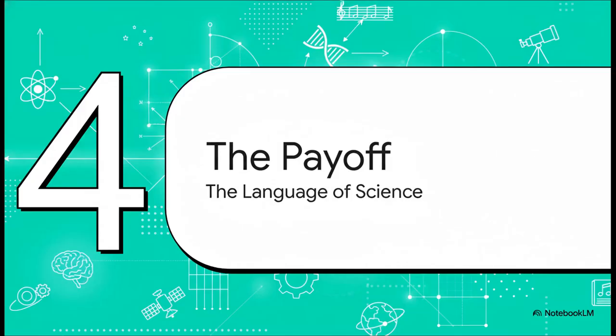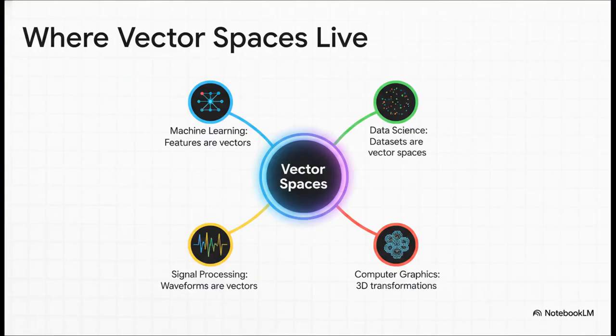Okay, so this is the moment. We've gone through all this abstract math. But why? Why should you care? What is the big deal? Well, this right here is the payoff. This is where we see how this idea literally shapes the world around us. Honestly, it's wild. Vector spaces are everywhere.